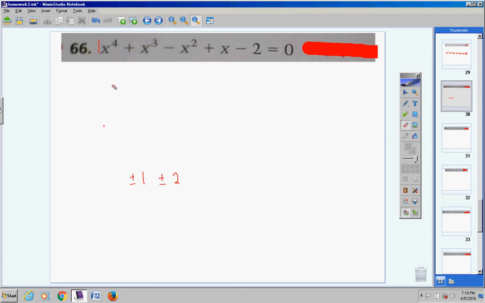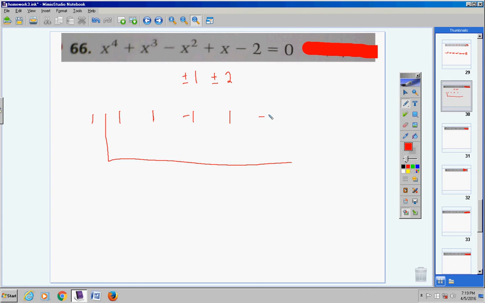Now listen, if there are any rational answers to this equation, they will be in this list, period. So I'm going to start with the number 1 and check it. 4, 3, 2, 1, constant term, so we're good there. My lead coefficient is 1. Next coefficient is 1. Next coefficient is negative 1. Next coefficient is 1. Next coefficient is negative 2. I have 5 numbers. My degree is 4. 4 plus 1 is 5, so I'm good.